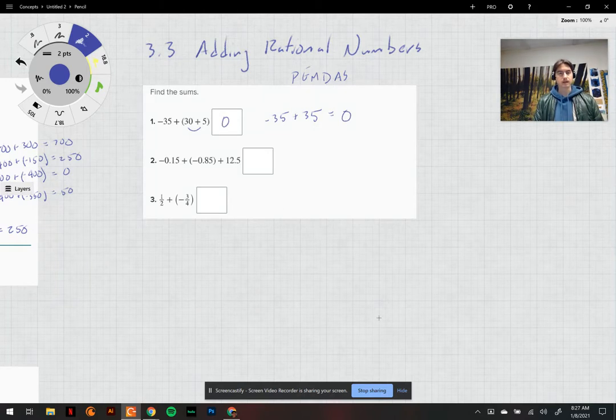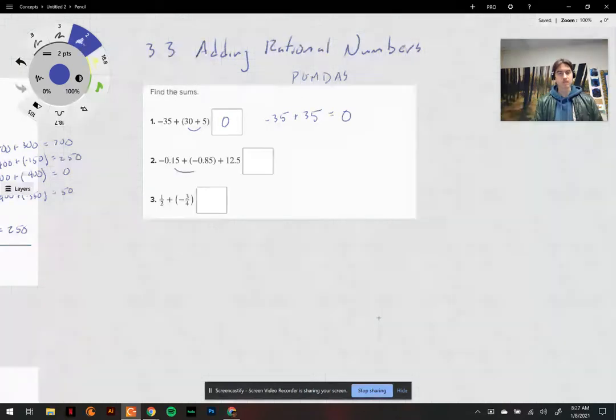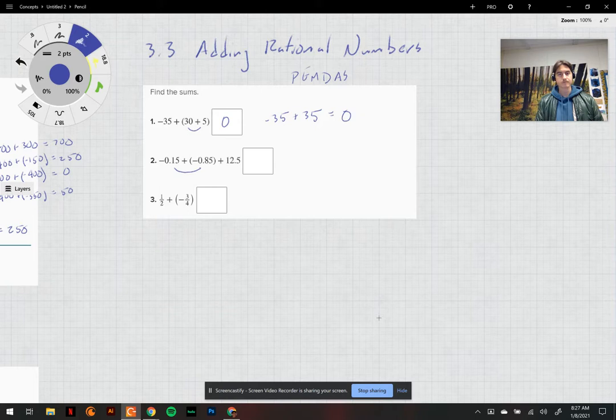Okay, next one. I have negative 15 hundredths plus negative 85 hundredths plus 12.5. Well, let's combine like terms. I know that a negative plus a negative results in a negative. So negative 15 hundredths plus negative 85 hundredths just equals negative 1. Negative 1 plus 12.5. All right, so now we have a negative and a positive.